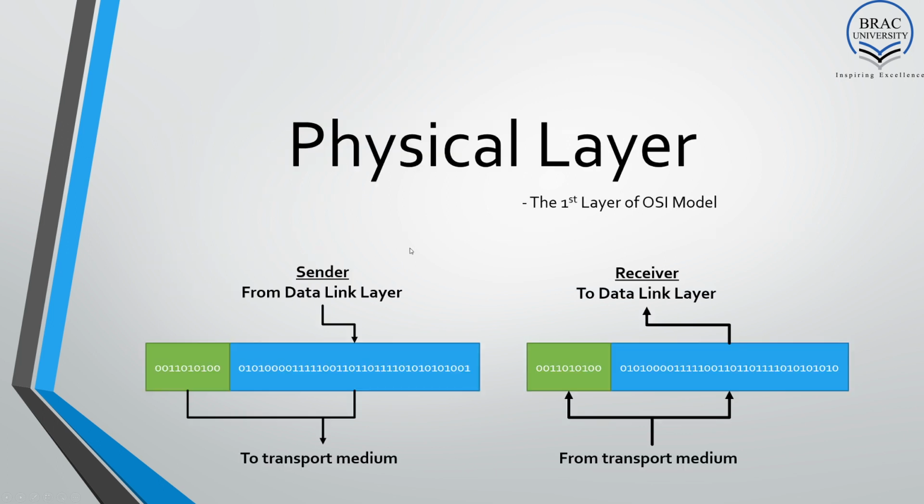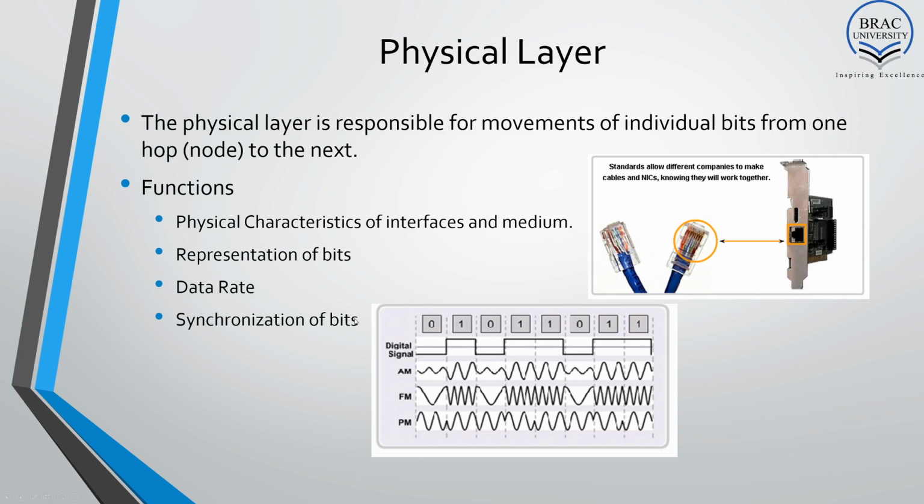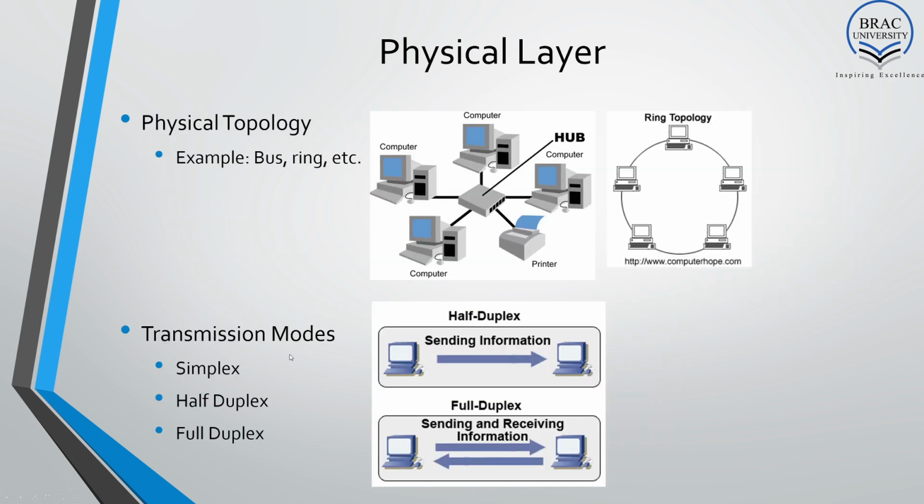All right. Then there's the physical layer, the layer that actually carries the data over to the next devices, right? The physical layer is responsible for the movement of individual bits from one hop to another. Its functions are the physical characteristics of interfaces and medium, like these ports and lines, and representation of bits. So it carries the bits. It controls the data rate, at which speed the data is carried, and synchronization of bits. There has to be synchronization between the sender and the receiver, or else they will be out of sync.